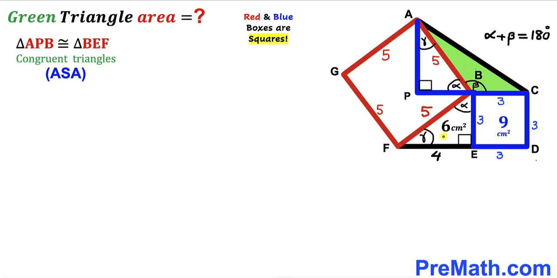Since these two triangles are congruent, side AP length has to be equal to EF length, which is 4 cm. So this length has to be 4 cm as well. Thus side AP length is 4.